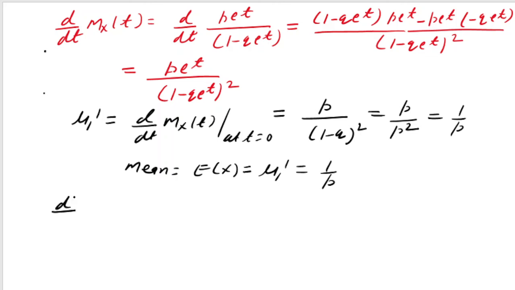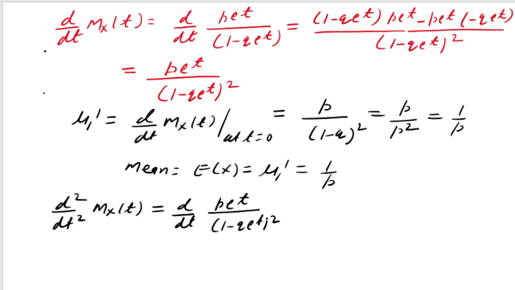Point number 3 now. We have to find the second order derivative, d2 by dt square of Mx(t). For our convenience, we already have the first order derivative. So d by dt of p e to the power t by (1 minus q e to the power t) whole square. So this is equal to, let me change the color: denominator (1 minus q e to the power t) whole square, derivative of this, that is p e to the power t minus p e to the power t.